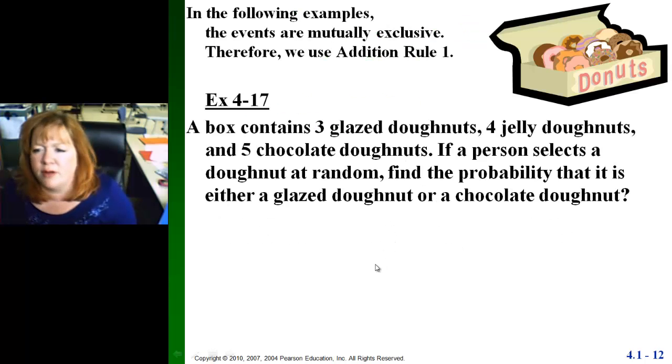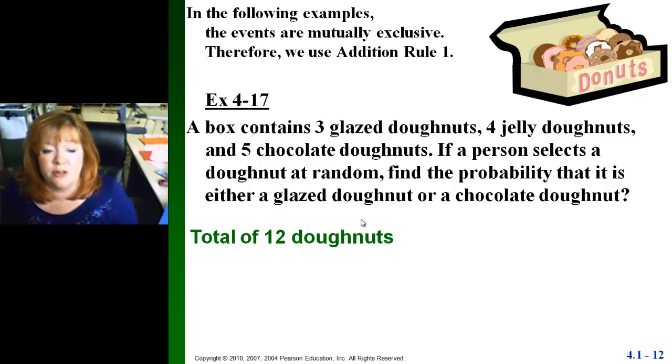Let's do one with donuts. Oh, donuts. I love donuts. Krispy Kreme. All right, in the following events, the events are mutually exclusive. Therefore, we're going to be using addition rule 1, which means we just add together the two probabilities to get our final probability. So a box contains 3 glazed donuts, 4 jelly donuts, 5 chocolate donuts. If a person selects a donut at random, find the probability that it is either glazed or chocolate.